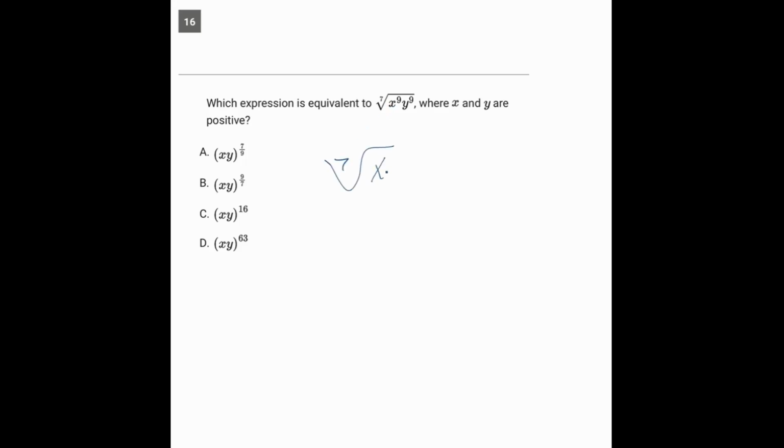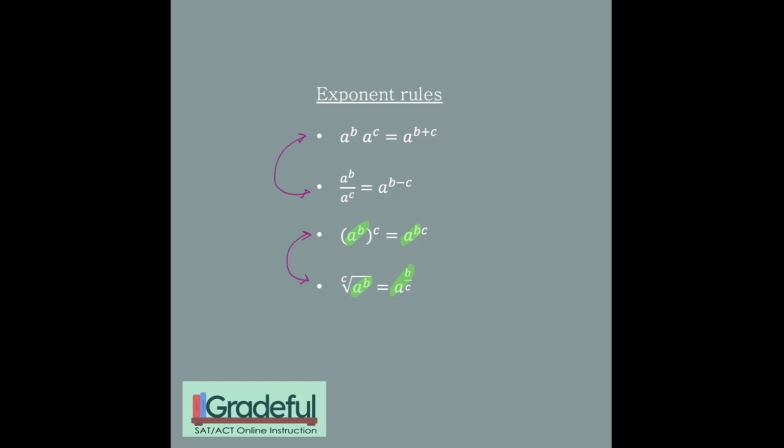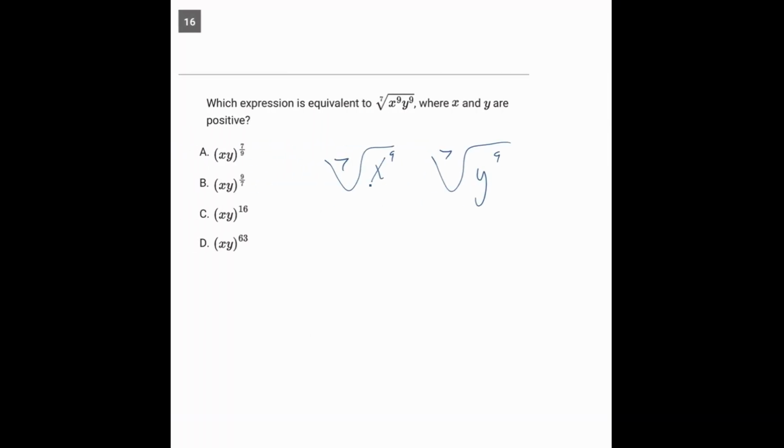7th root of x to the 9th and the 7th root of y to the 9th. So now utilizing our 4th rule of memorizing which one goes on the top and which one goes on the bottom of the fractional expression, that would have us saying that this here is x to the 9 over 7, and this one is y to the 9 over 7.